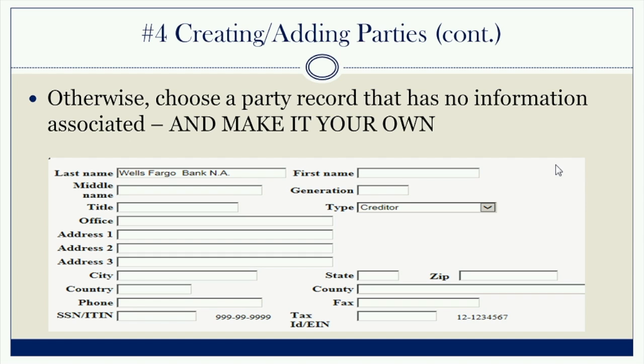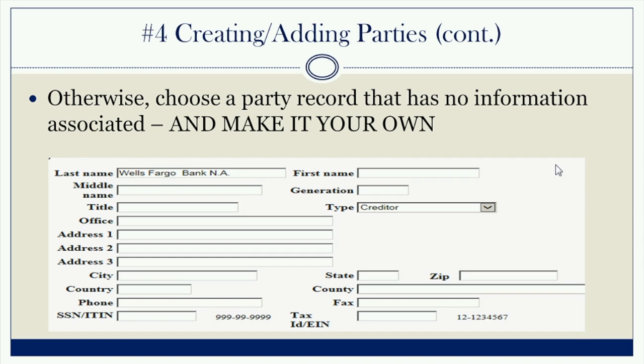That's the one you want. You can pick that record and make it your own. Okay? And moving forward, if you find a record that has no information, that's the one you want to choose because all you need is the name and the role type creditor.